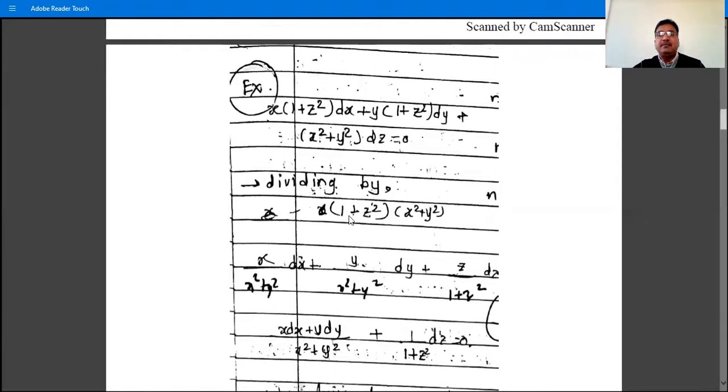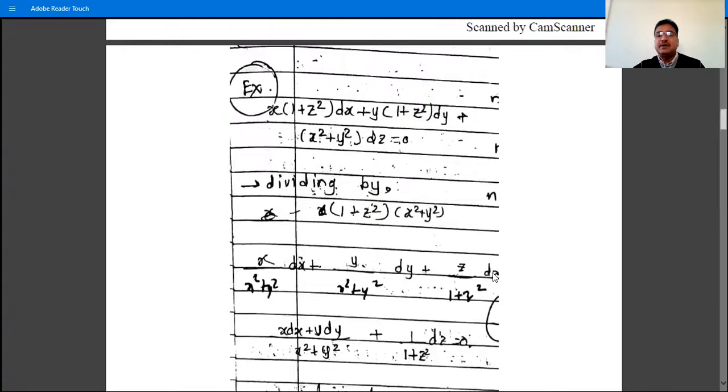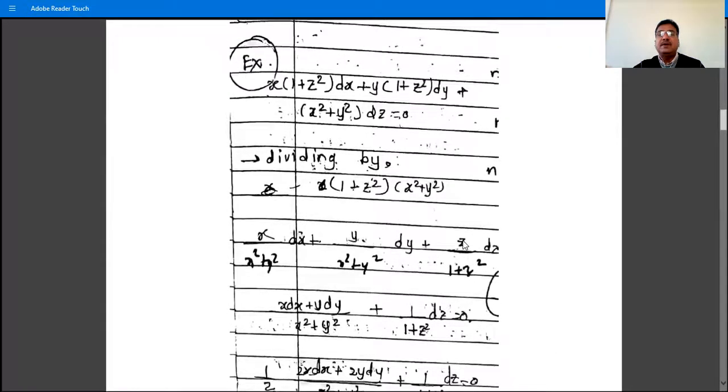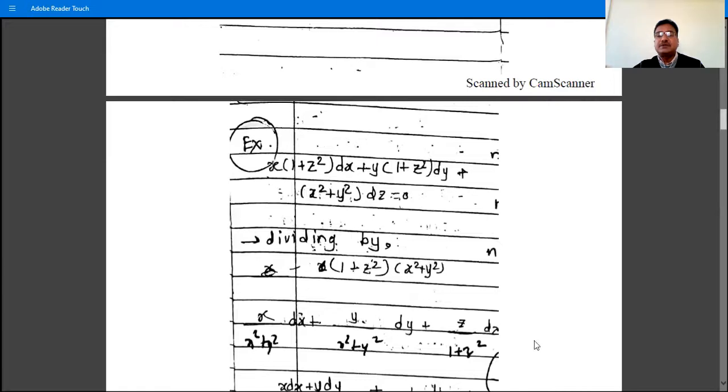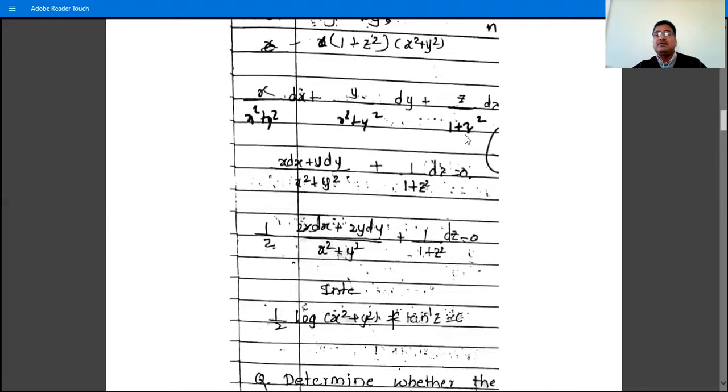So dividing by (1 plus z square) (x square plus y square), what we have: x by (x square plus y square) dx, y by (x square plus y square) dy, and 1 divided by (1 plus z square) dz is equal to 0. And again this is one variable separable, the z variable is separated. Then for adjustment of this factor, take x square plus y square as LCM, then (x dx plus y dy) over (x square plus y square), plus 1 by (1 plus z square) dz is equal to 0.